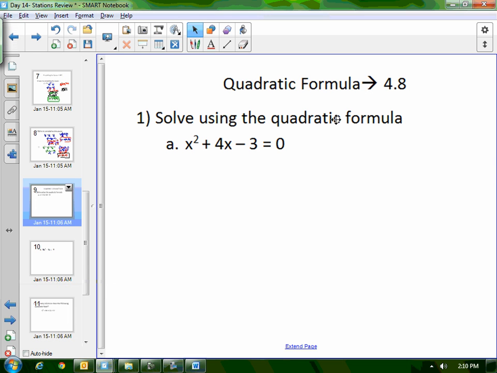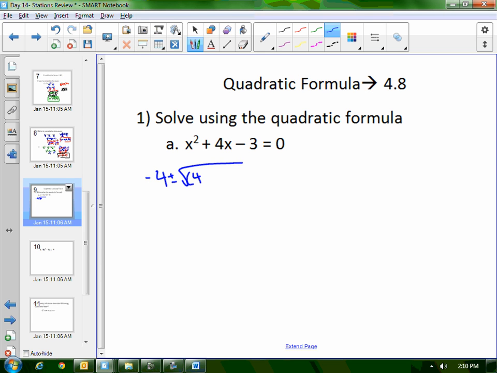Quadratic formula, we're coming back, only this time now we can have imaginary or complex solutions. So let's go ahead and work this first one out. I'm going to use the quadratic formula. The opposite of 4 is negative 4 plus or minus b squared, 4 squared minus 4a, and this problem is 1, and c is negative 3.